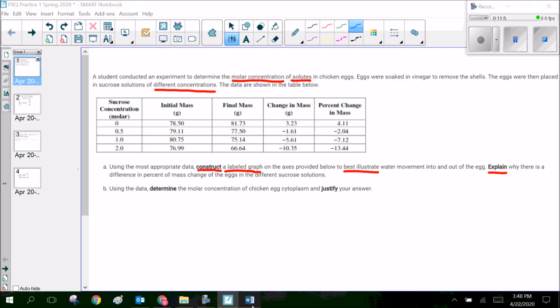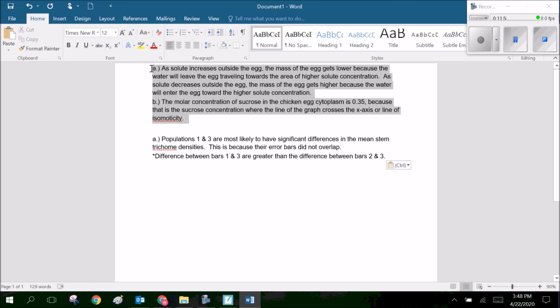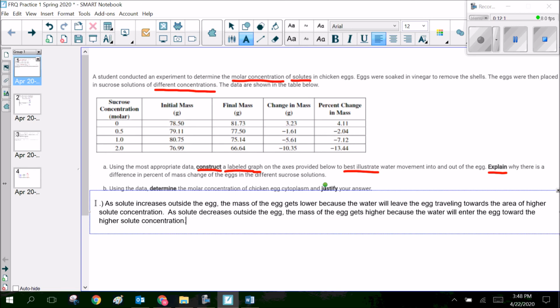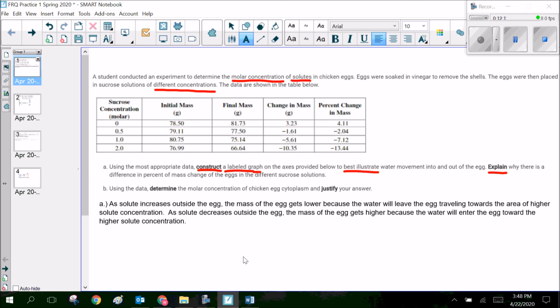So what I would recommend putting for this answer then is the answer that we came up with when we were doing this problem together. So I'm going to go ahead and copy and paste that in. Sorry. So as solute increases outside of the egg, the mass of the egg gets lower because the water will leave the egg traveling towards the area of higher solute concentration. As solute concentration decreases outside the egg, the mass of the egg gets higher because the water will enter the egg towards a higher solute concentration. You could also explain this in terms of water potential or water concentration.